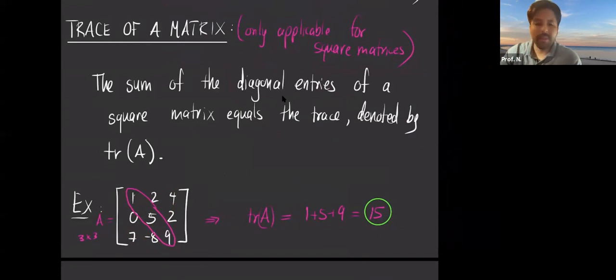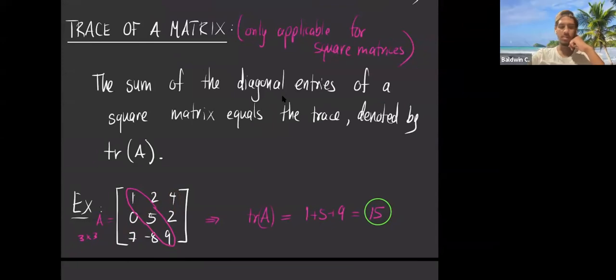So when we talk about the diagonal entries of a matrix, we're not talking about the diagonal that goes from the bottom left corner to the top right corner. We care about the upper left corner to the bottom right corner. Okay, thank you. So they call this the main diagonal.